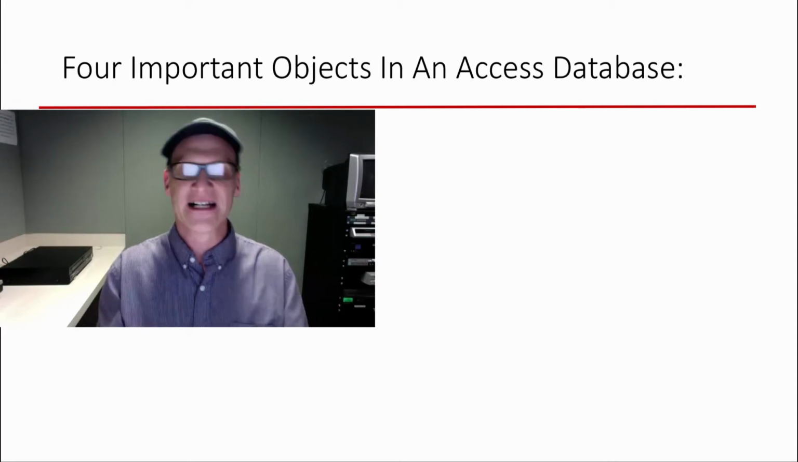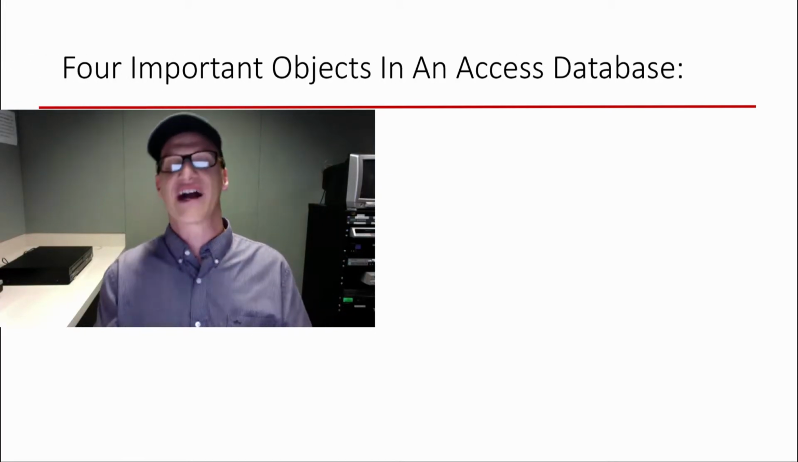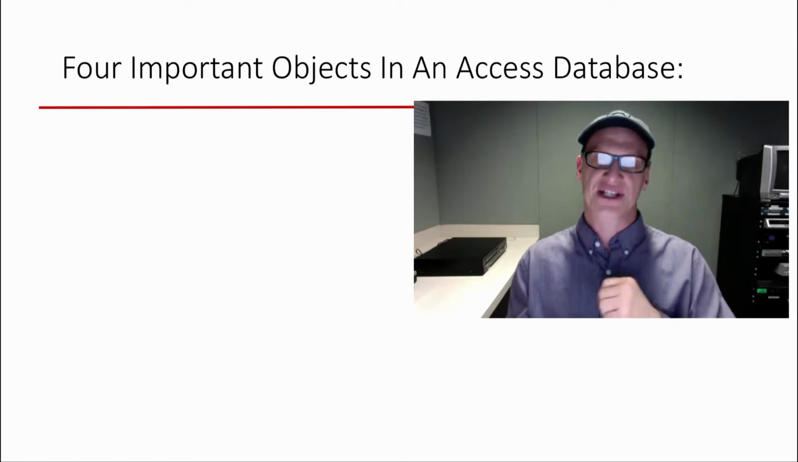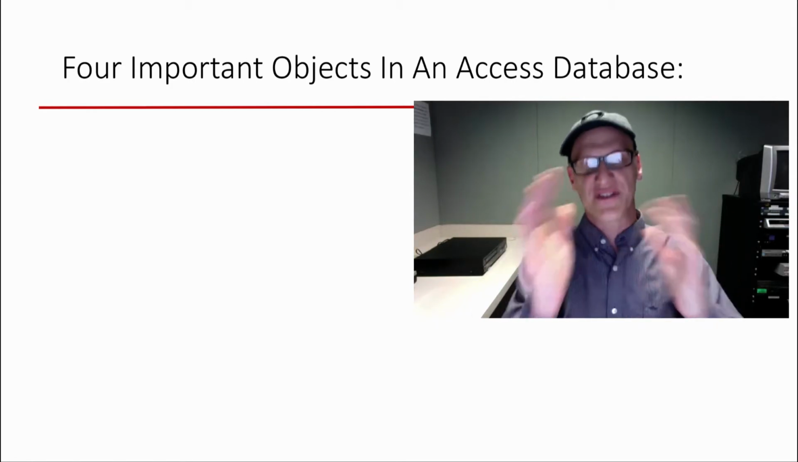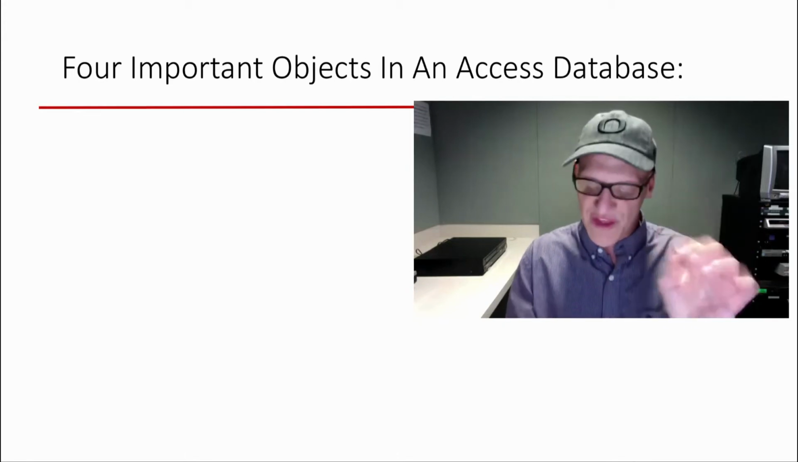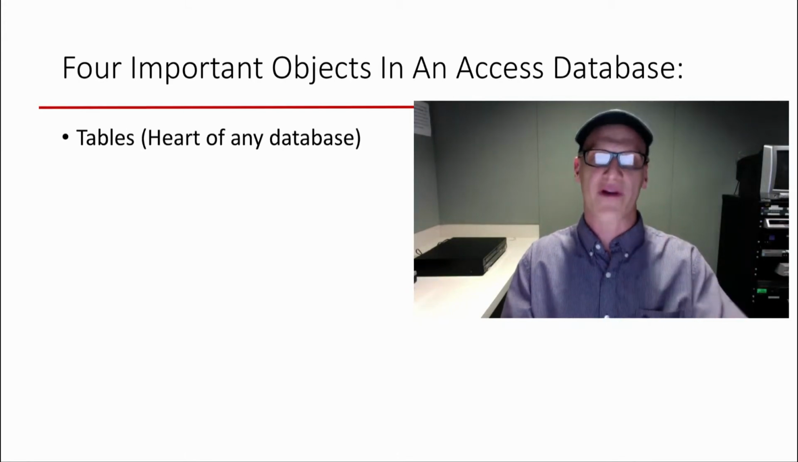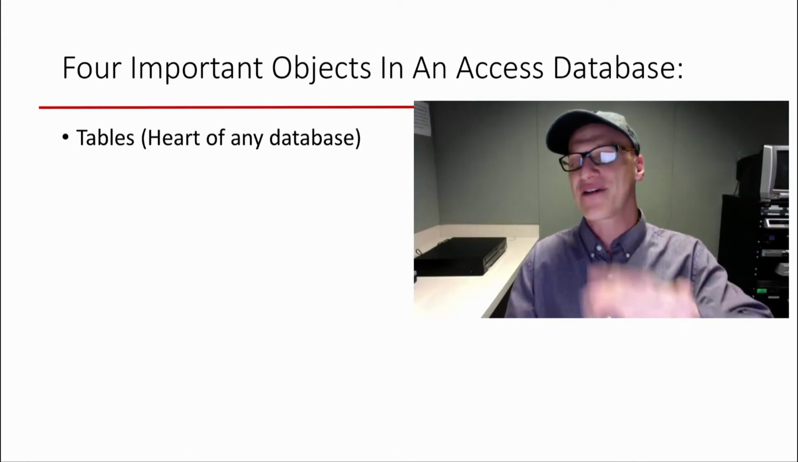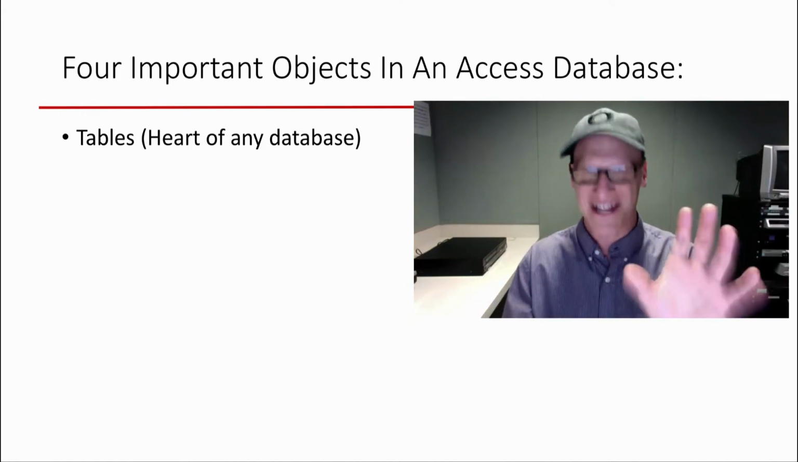Right? And to wrap things up, we've got 4 objects in the Access database that you'll see in the demonstration today, and that's pretty much what we're going to do in the demonstration, is just familiarize ourselves with these objects. We've got a table, right? And that's the heart of any database. Until you have a table, you don't have a database. That is your data, right?